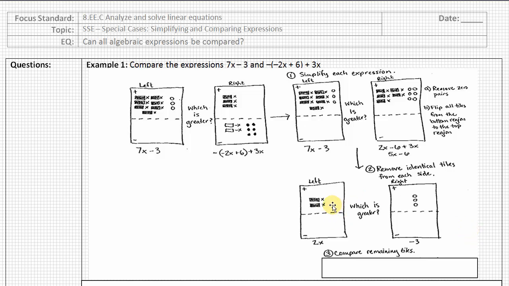Well, the answer to that question lies in that these are variable tiles. This is a variable right here. A variable by definition is an unknown value, so we don't know what the value of x is, and it really depends on the value of x. So we still don't know 2x compared to negative 3. We don't know which is greater because we don't know what the value of x is.